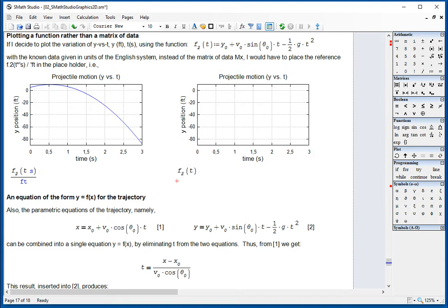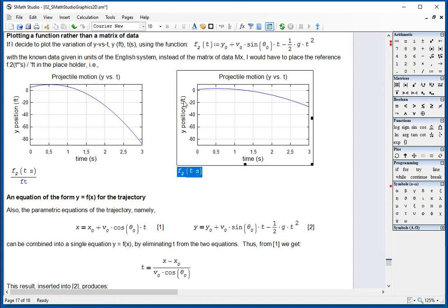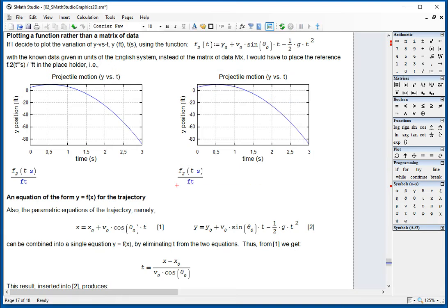If I do that, nothing's going to happen because T needs to have units of time in order to produce results for F2. So I can say times apostrophe s. And now I get a graph. But the graph is wrong because this is in meters and my data here is in feet. And so if I divide this whole quantity by apostrophe ft, then I get the right graph.